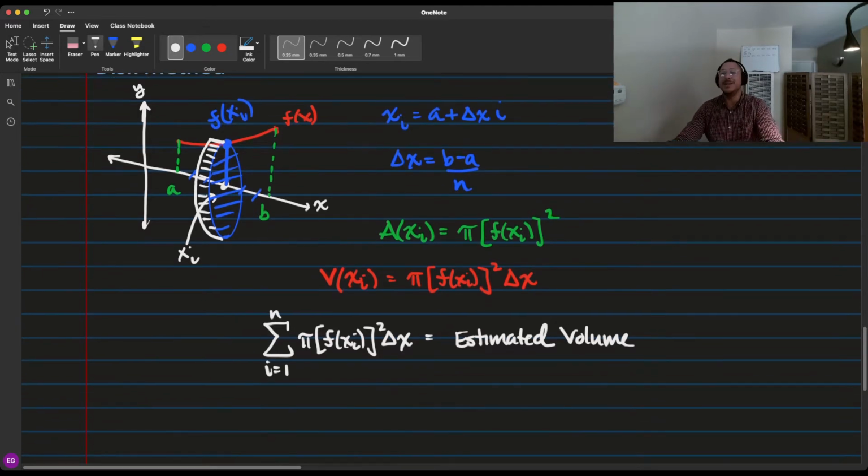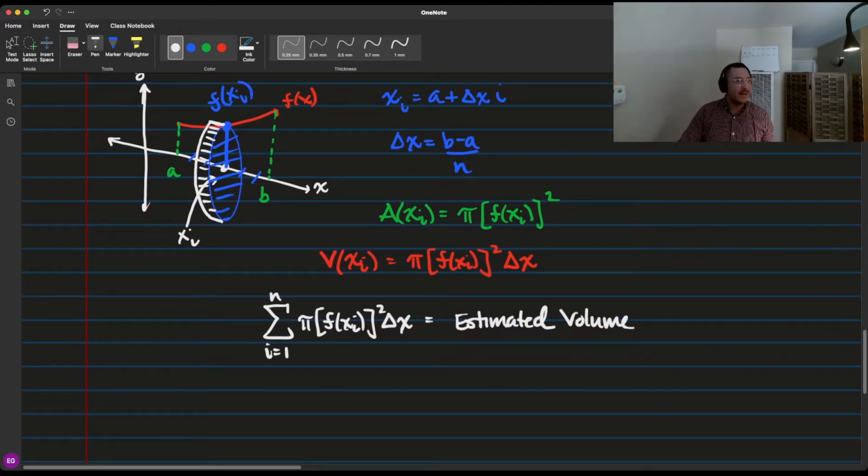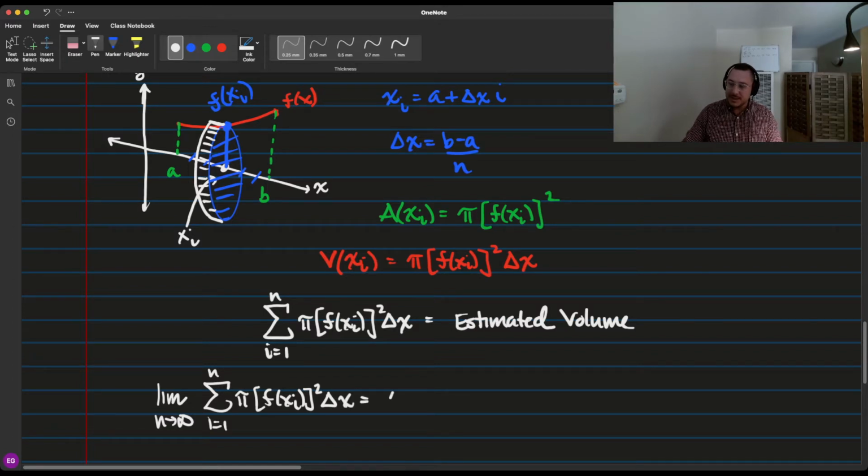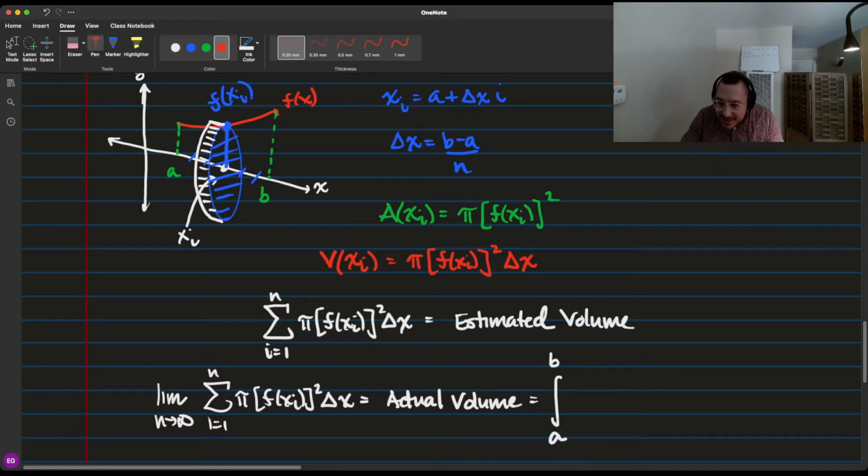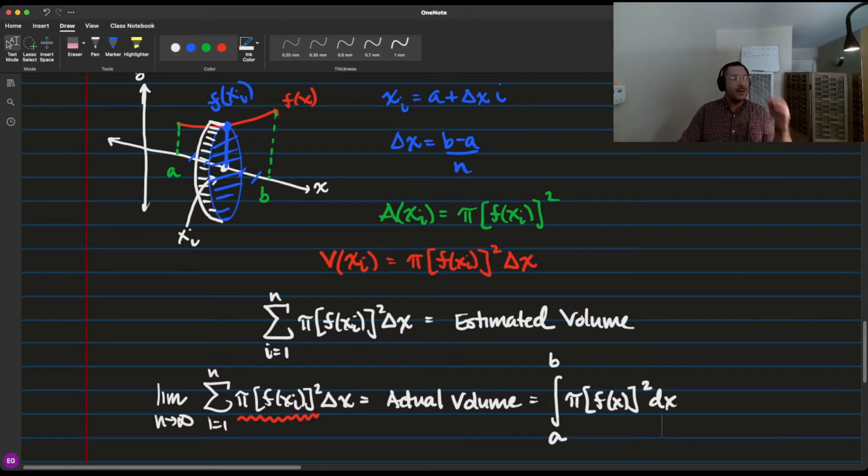And then remember, what did we do with the estimated whatever previously to get the actual area? Holy crap, you take the limit, that gives you a definite integral. So I'm going to let those little cylinders be an infinite number of them to estimate my volume. So I'm going to do the limit of sigma i equals 1 to n of pi f of xi quantity squared delta x. That is the actual volume. But more importantly, how am I going to calculate that? Well, with a definite integral from a to b, where the function that I'm integrating is quite simply pi f of x quantity squared dx. Bam.